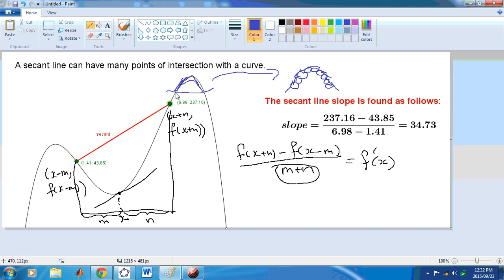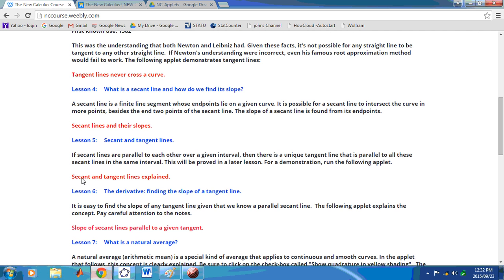And obviously if it's both smooth and continuous, then it doesn't matter where these spots are. If we have a secant line there, we can also construct a parallel tangent line over there. Okay? And so that's pretty much it for secant lines and their slopes. In the next lesson, we'll take a quick look at secant and tangent lines and realize there is a unique tangent line that is parallel to all the secant lines in the same interval.